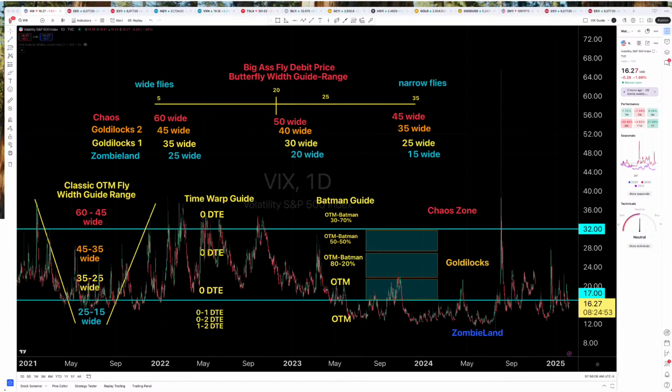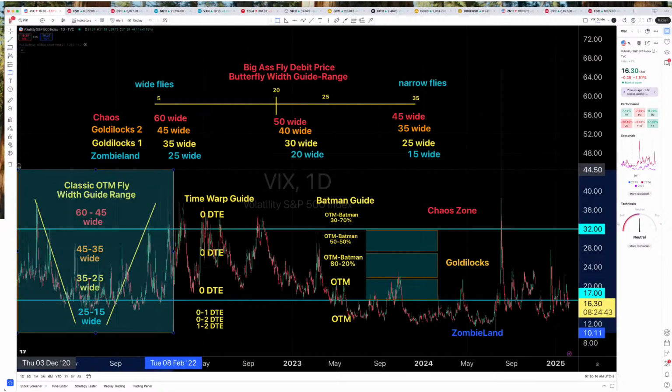All right, and from that VIX level, we have a range of widths that we're looking at. Over here on the left-hand side, you can see that range. At this level, we're looking at 15 to 25 wide. Notice it's a range.